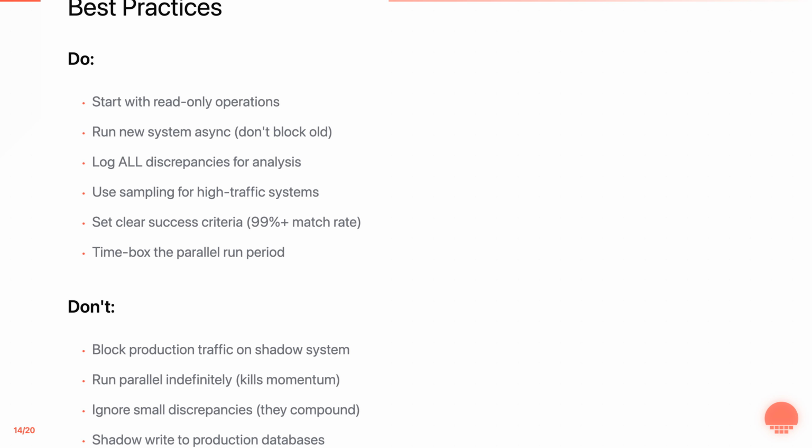Start conservative. Shadow read operations first before you touch writes. Run your new system completely async so it never blocks user requests. And here's critical. Log every single mismatch, even the tiny ones, because 3 small discrepancies might reveal one big architectural flaw. Set a finish line, say 99% match rate over 2 weeks, then pull the plug. The worst thing you can do is let this drag on for months while your team loses focus and your finance department starts asking uncomfortable questions.